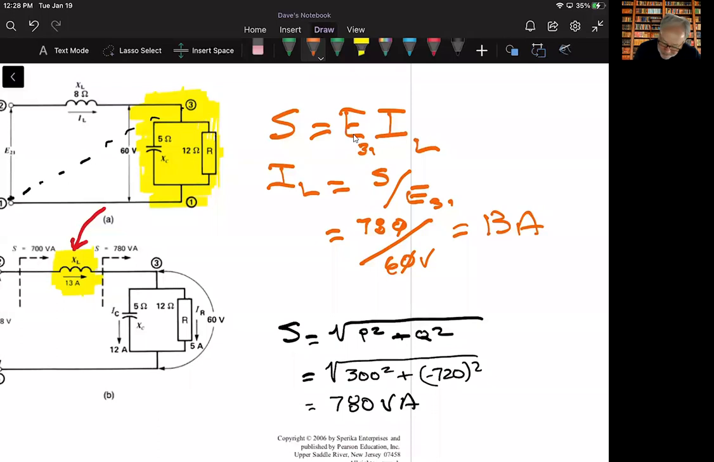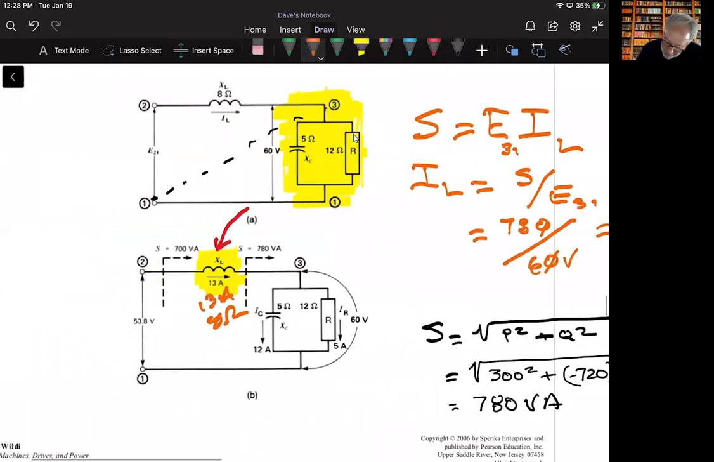So what else do I know? Well, if I've got 13 amps across here, and that's 8 ohms across there, I can determine the voltage drop across that inductor. And that voltage drop across that inductor would be 13 times 8, or 104 volts. From here to here, that's 104 volts across there.